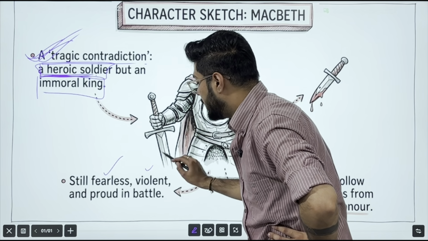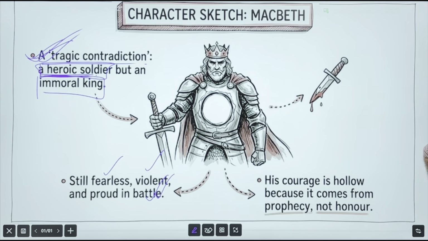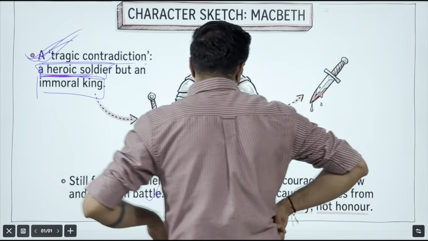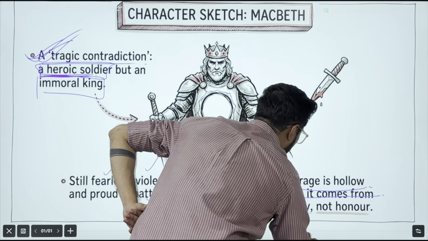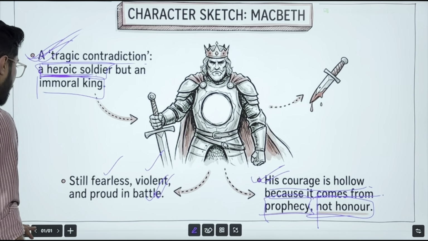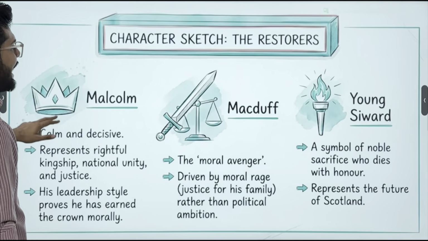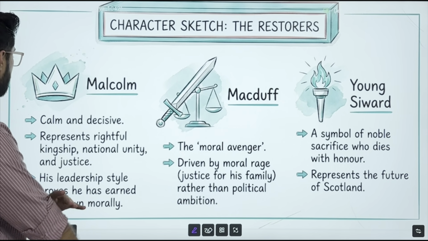Still fearless, violent, and proud in battle, he is governed by his vanity, relying upon the witch's prophecy that no one born of a woman shall be able to vanquish him. And his courage is hollow, it's empty because it comes from prophecy and not from true honor. Take care. Now, moving forward, character sketch of the other restorers like Malcolm, Macduff, Young Siward.